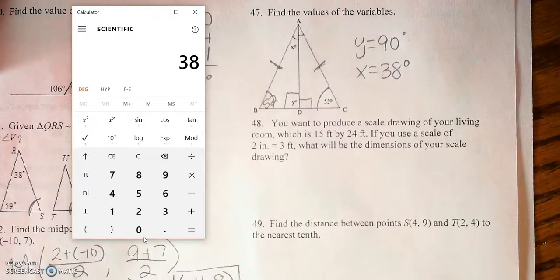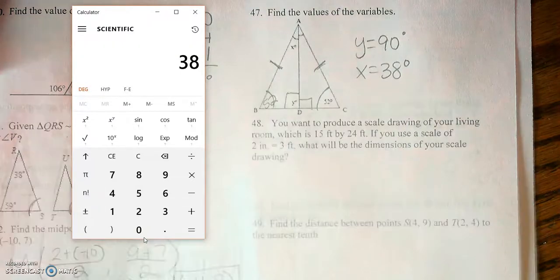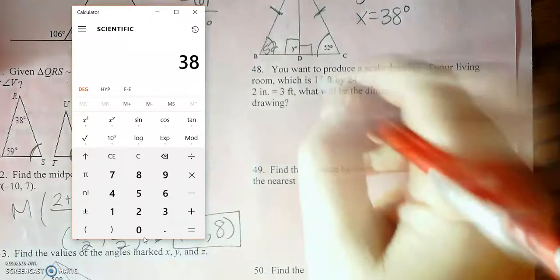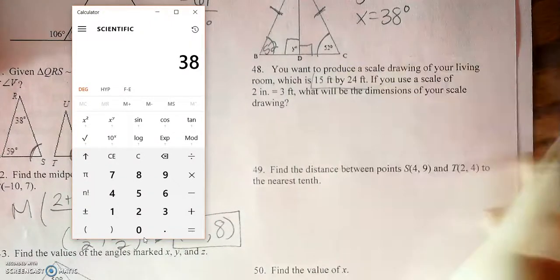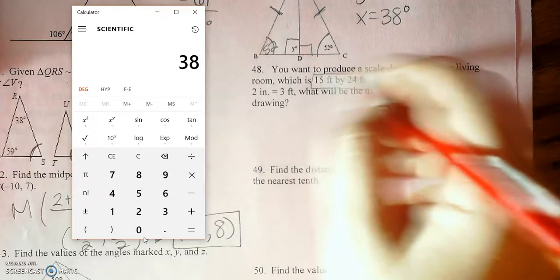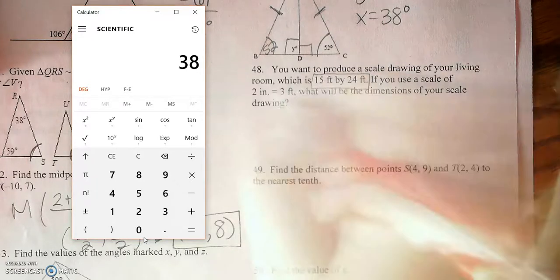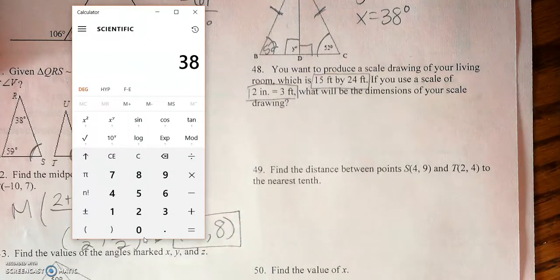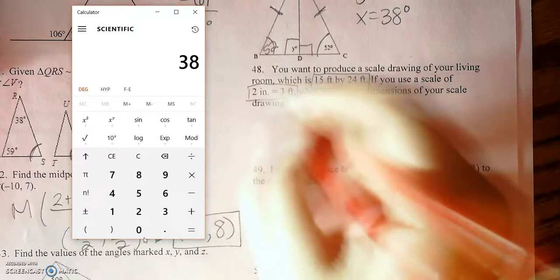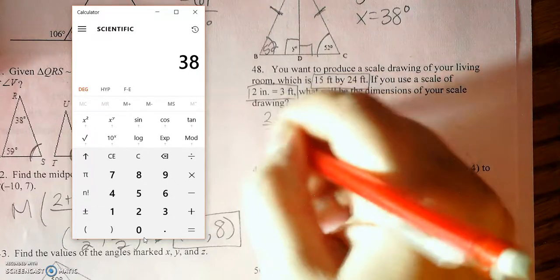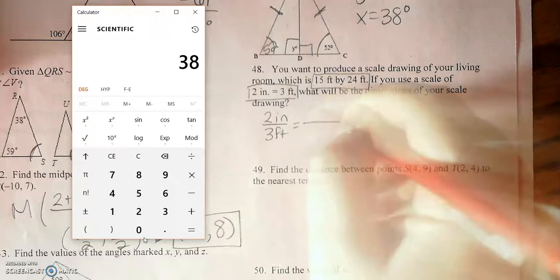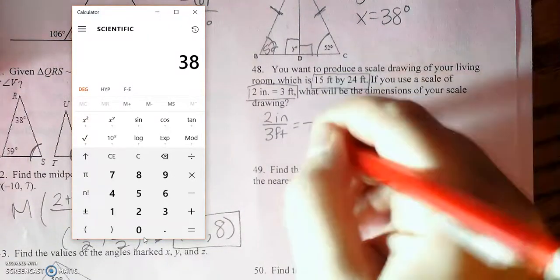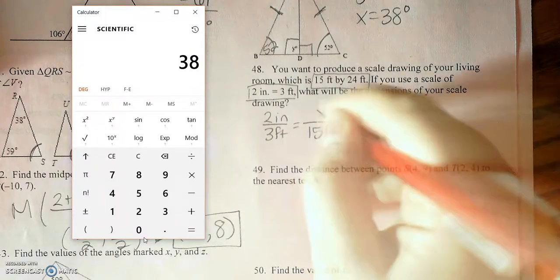All right, scale drawing. This one throws people off because you kind of have to do two problems in one. The bedroom, your living room in real life, is 15 feet by 24 feet. We want to know what it's going to be on the model. You don't have to do any conversions here. We're just going to use the scale they give us: 2 inches is 3 feet. Because this is the scale, we don't have to do a conversion. I'm going to take the 15-foot side of the bedroom and put it here, and I'll just call that x.